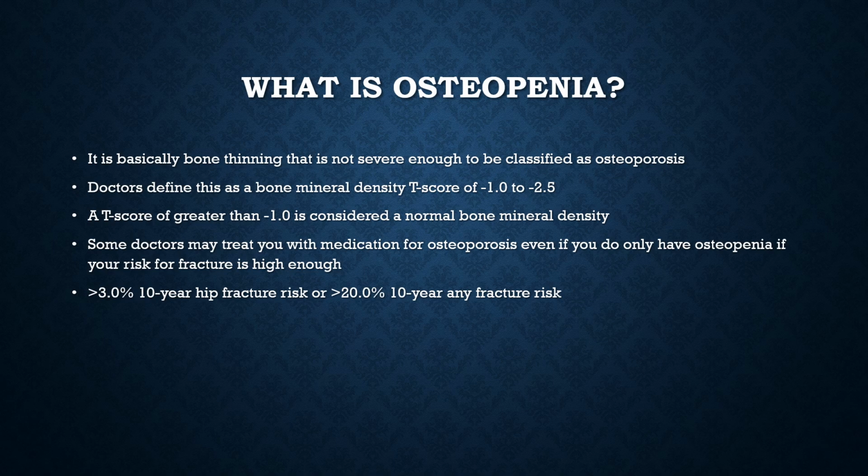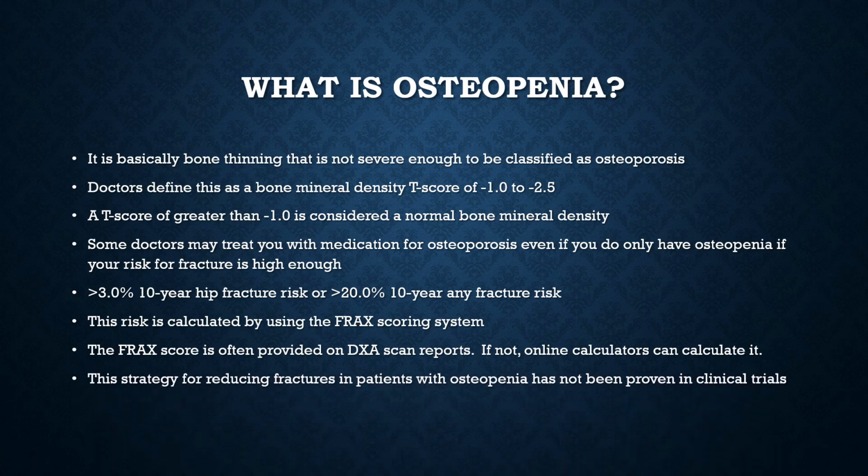So if the doctor does a FRAX score measurement, they may see that your 10-year risk of hip fracture is greater than 3%, or your 10-year risk of any fracture is over 20%, and may consider prescribing medication if that is the case. As I said, this risk is calculated by using the FRAX scoring system. That is sometimes reported on a DEXA scan report, but it can also be calculated through an online calculator. This strategy for reducing fractures in patients with osteopenia has not been proven in clinical trials, so some doctors may only treat you with osteoporosis medication if you do indeed have a diagnosis of osteoporosis and not osteopenia.